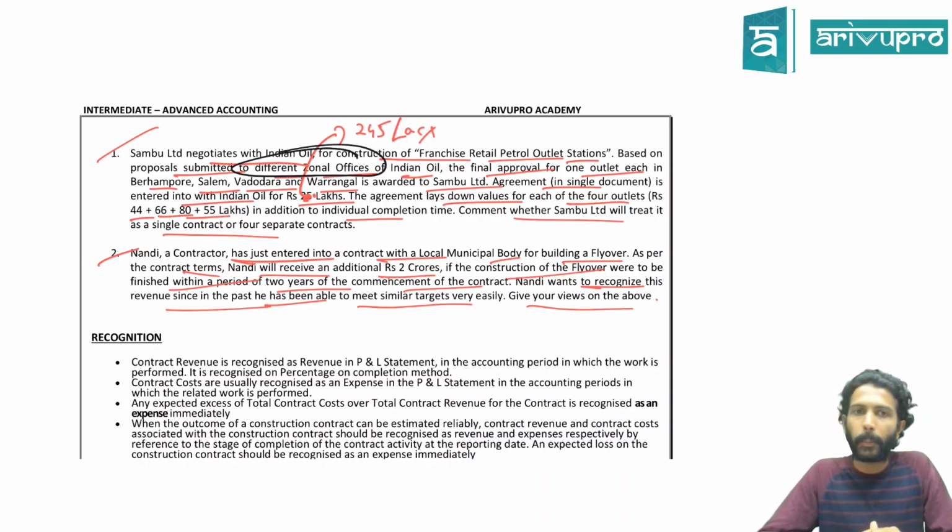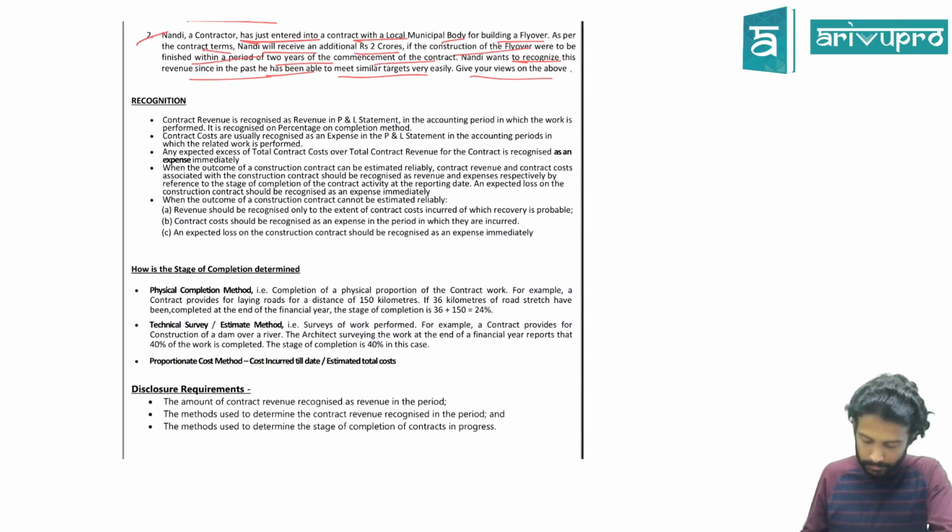50%. How did you calculate that? Can you tell me in steps? 1 crore divided by 2 crore into 100. What is that 1 crore? Cost already incurred. Hence the formula will be cost incurred till date divided by 2 crore. What is that 2 crore? Total estimated cost of the contract, multiplied by 100. That is your formula.